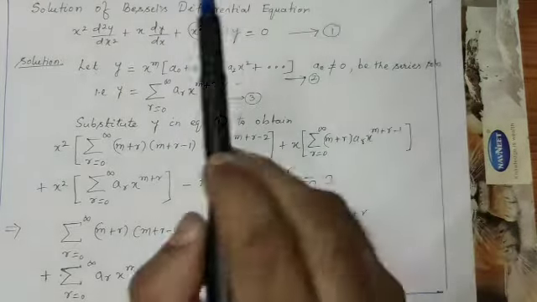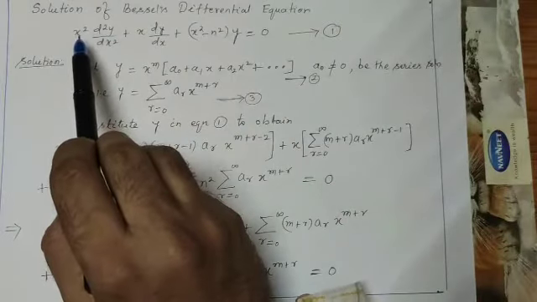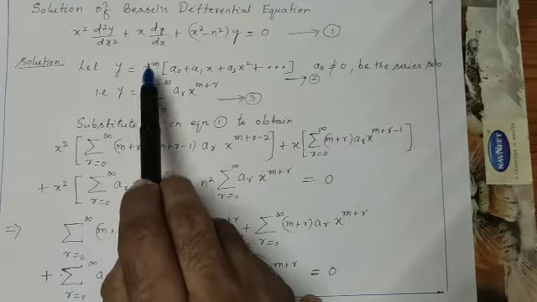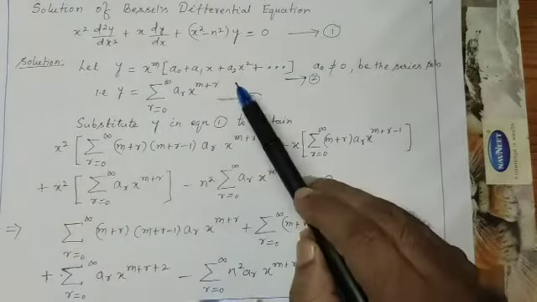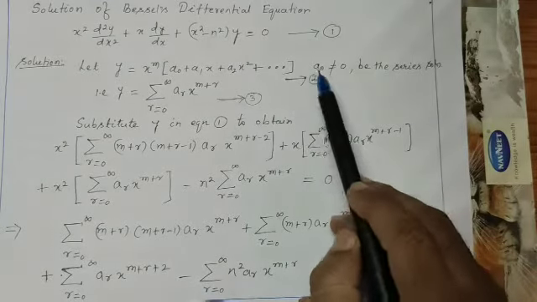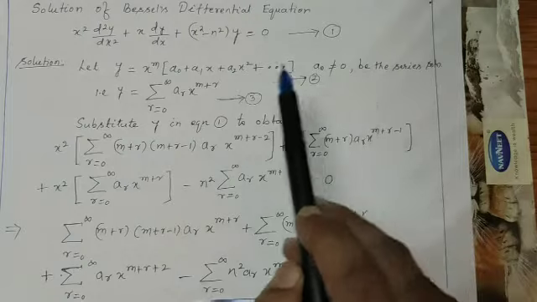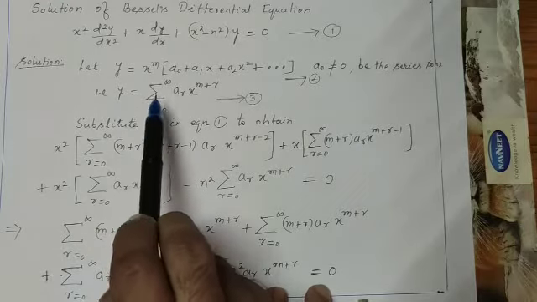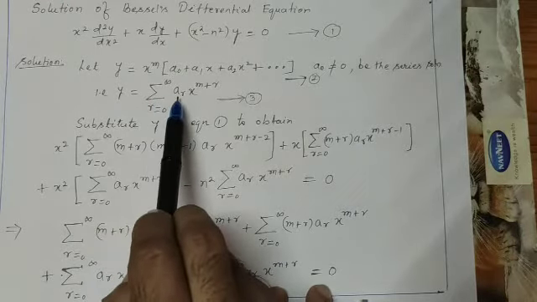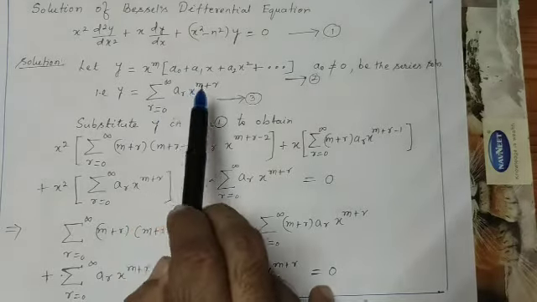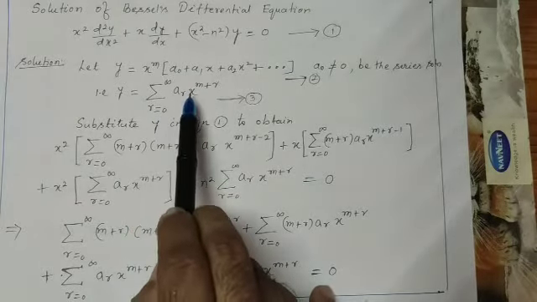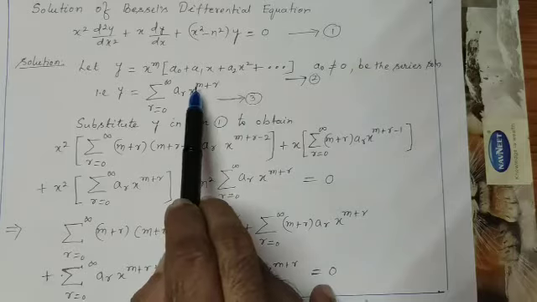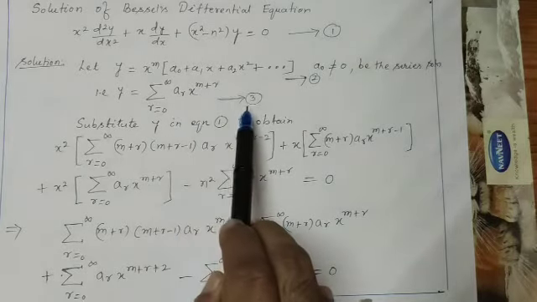Now the p naught of x is x square, which is 0 when x equals 0. In that case we assume the solution in this form: y is equal to x power m into (a naught plus a1 x plus a2 x square plus etc.), where a naught is not equal to 0. Using sigma notation we can write y as y equal to summation r equal to 0 to infinity a suffix r, because r varies from 0 to infinity, x power m plus r. We have x power m outside, so if you bring it inside you will find x power m plus r. Take this as equation number 3.